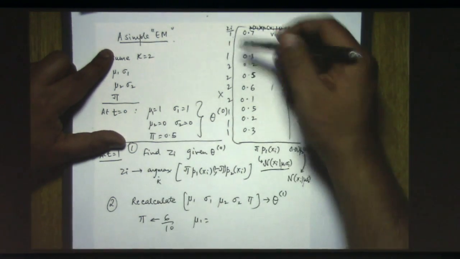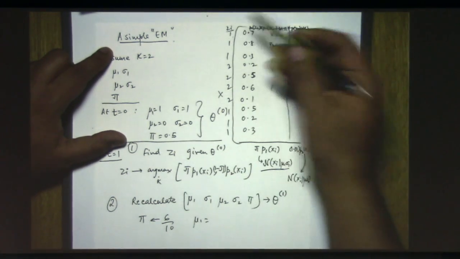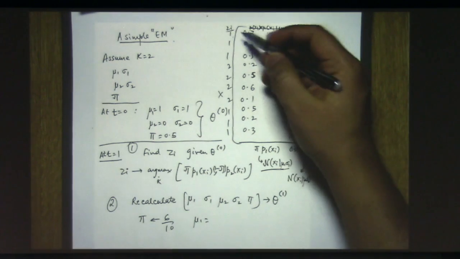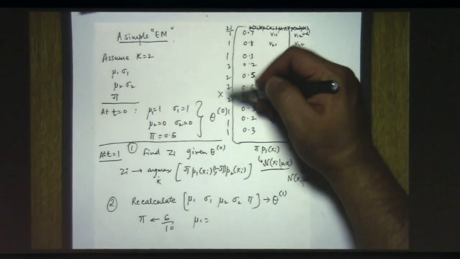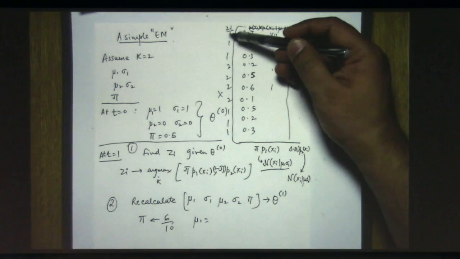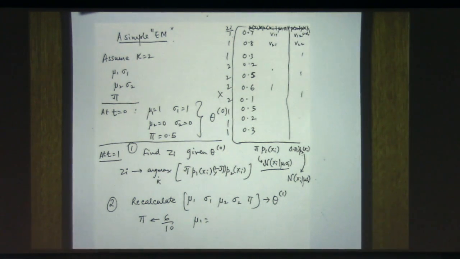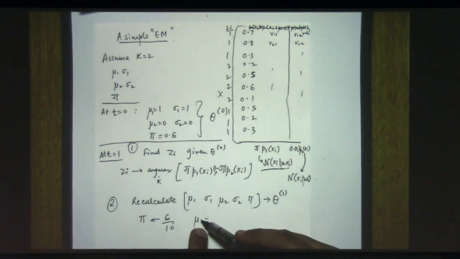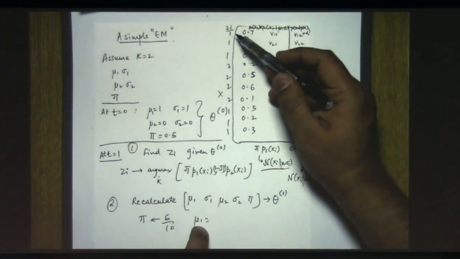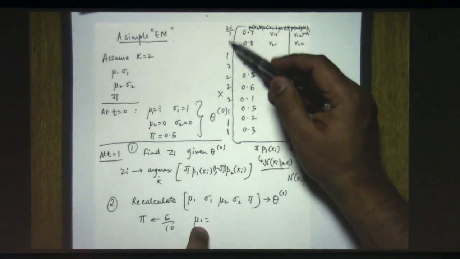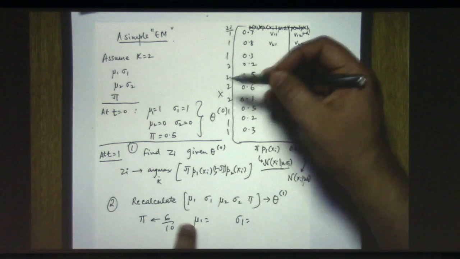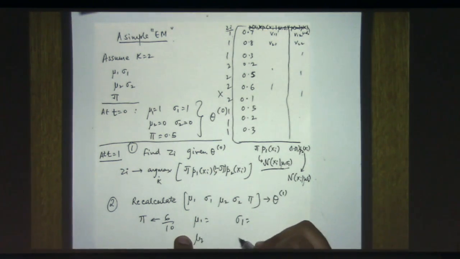Pi will just be, because you're assuming that zi is a Bernoulli random variable, which means that you have to compute a pi, the probability of heads, right? And the MLE for a Bernoulli random variable is just the number of heads divided by the total number of points. So that will be 6 over 10. That's the new pi. And then you'll also compute the new mu1. Mu1 will be the mean of all the points that have index 1, the sample mean. And then you can compute sigma 1 the same way, and then mu2 and sigma 2, right?